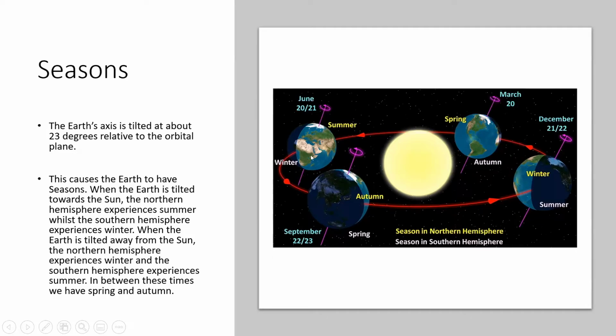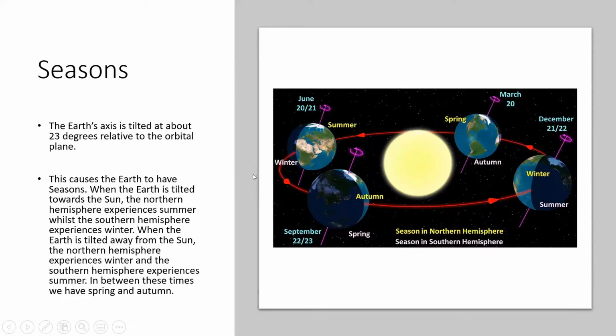Okay, so you can see here a bit more clearly. So this causes the Earth to have seasons. If it didn't have that tilt, it wouldn't have seasons. Some planets in the solar system don't have a tilt and don't have seasons, but the Earth does.